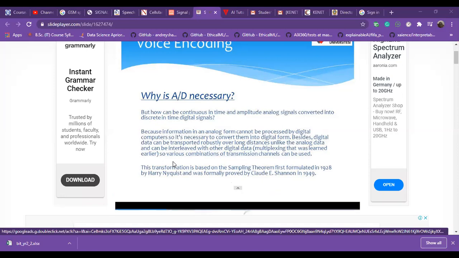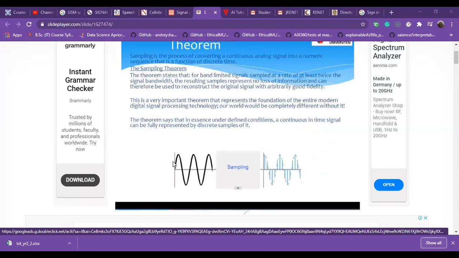This transformation is based on the sampling theorem, first formulated in 1928 by Harry Nyquist and formally proved by Claude Shannon in 1949. The sampling theorem. Sampling is the process of converting a continuous analog signal into a numeric sequence that is a function of discrete time. The theorem states that for band-limited signals sampled at a rate of at least twice the signal bandwidth, the resulting samples represent no loss of information and can therefore be used to reconstruct the original signal with arbitrarily good fidelity.